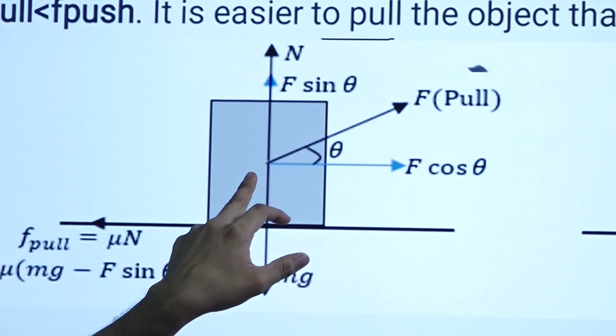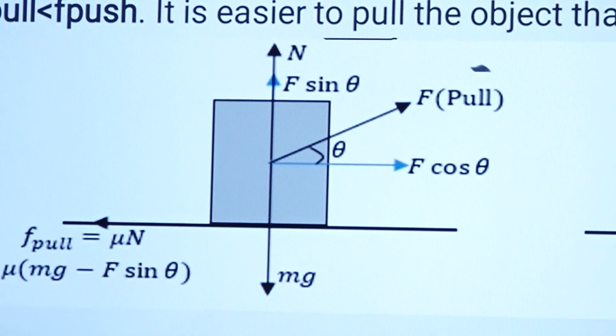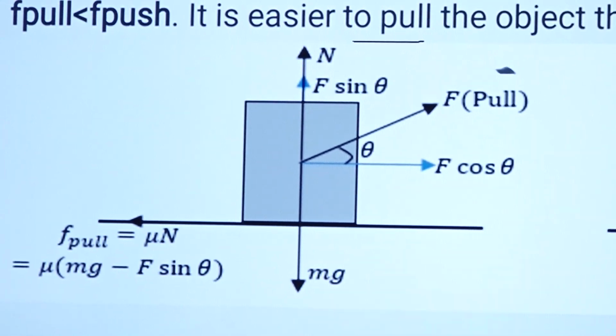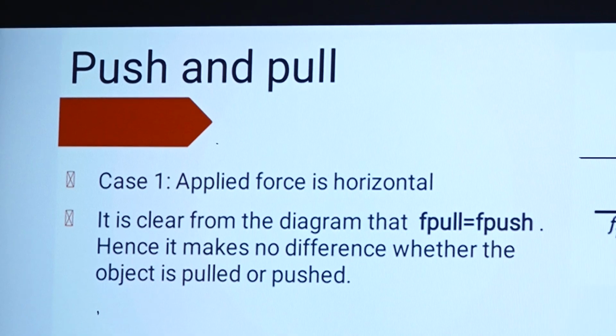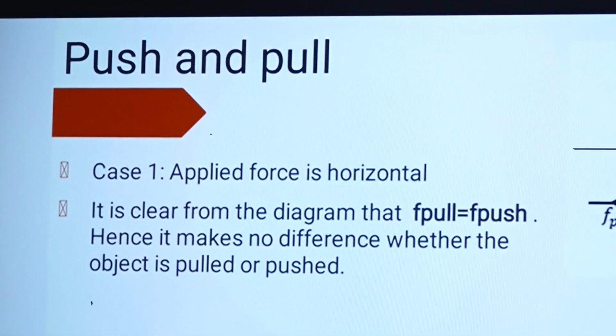Any block, if you try to pull like this, it will be much easier, right? Okay, so how this happens and why this happens, that we are going to see now. So push and pull, first thing is that case 1, applied force is horizontal.